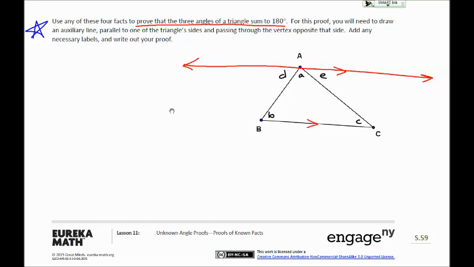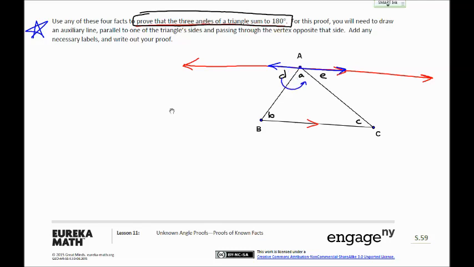Now my goal is to prove that the three angles of a triangle sum to 180 degrees. That's my goal, to prove this statement. What are some things that I could use? Well, because of parallel lines, I could say that D and B must be congruent because they're alternate interior angles. I can also say that angles E and C are congruent because they're alternate interior angles. And the last idea that I will need is that because this makes a straight line, angles D, A, and E must add up to 180, because that's what it equals for a line.